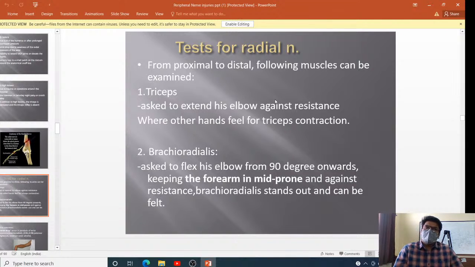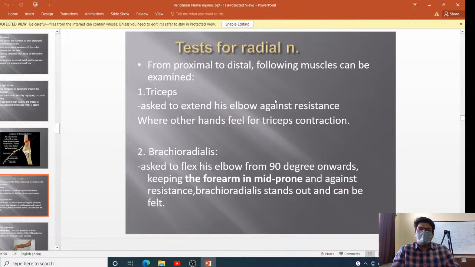How to differentiate between high lesions and very high lesions? High lesions is the injury to the radial nerve in the spiral groove. Very high lesions is injury to the radial nerve in the axilla. So if the radial nerve is injured in the axilla, even the triceps is also involved. So we check for elbow extension against resistance. So thereby we can differentiate between very high lesion and high lesion.